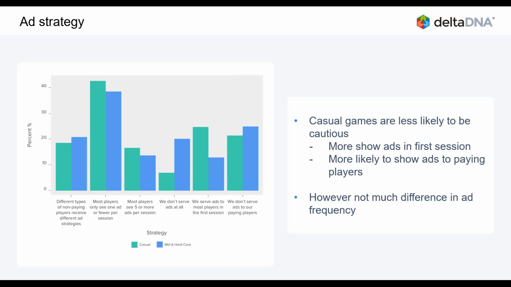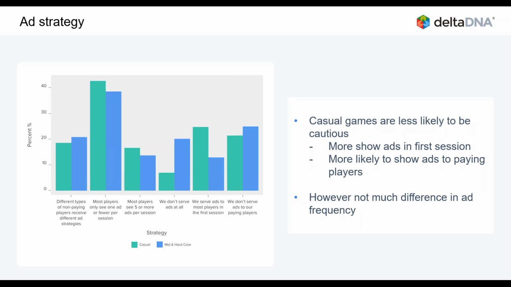In terms of trends here between casual and mid-core, we find that the casual games are more likely to show ads in the first session. And of course, they're much more likely to show ads at all. So you can see here the 20% of mid-core games, or mid and hardcore games, that don't show ads at all. And then they're a little bit less likely to show ads to paying players. So core games are slightly more likely to show ads to their paying players.